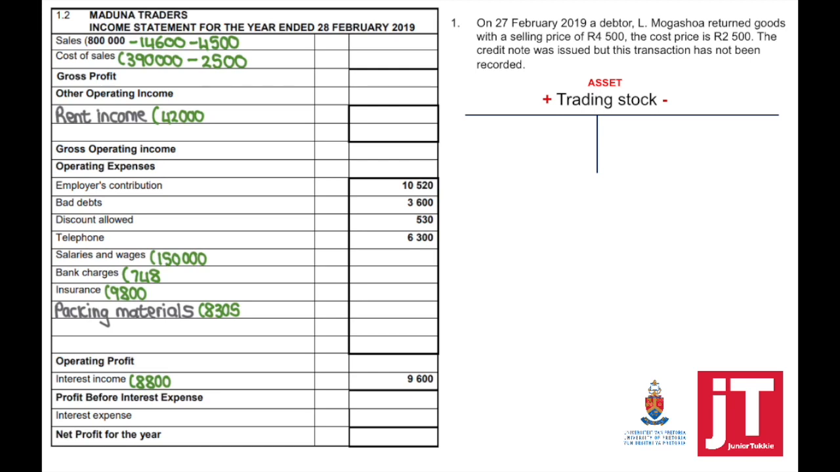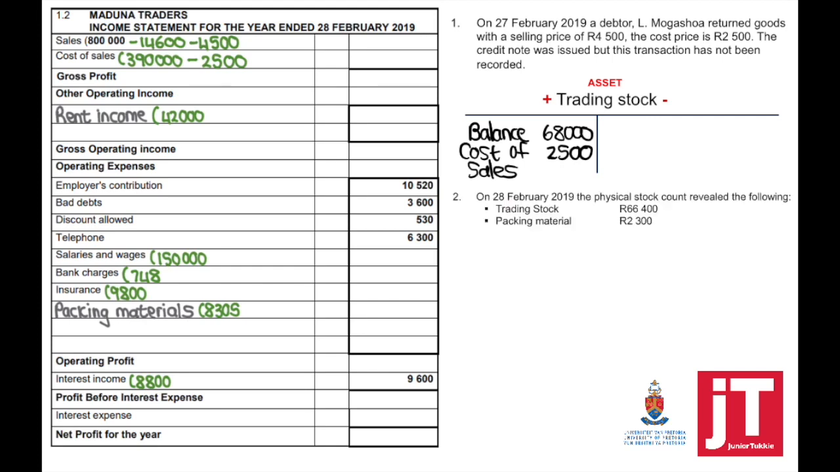Do not forget to open up the trading stock. The balance from the pre-adjustment trial balance was 68,000. Trading stock is debited with 2,500. If you look now at adjustment number 2, on 28th February, the physical stock count revealed the following. Trading stock 66,400. So this is our end balance.